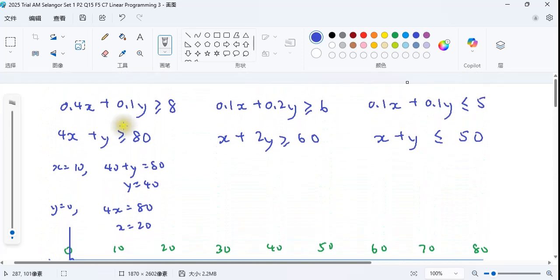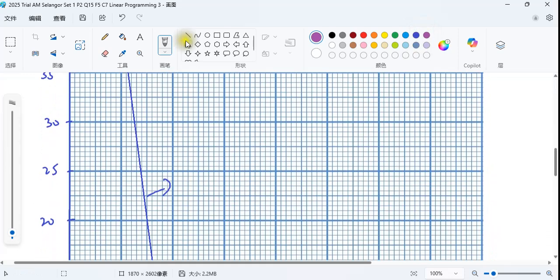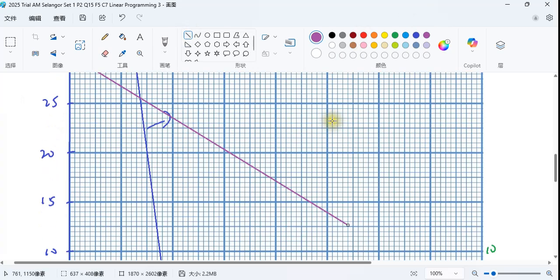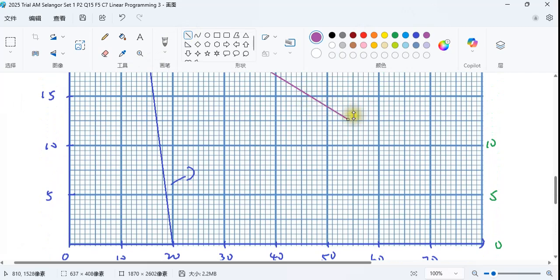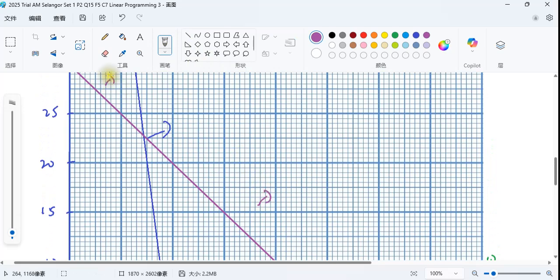And then next, when x equals 0, 2y equals 60, y equals 30. So 0, 30. And then when y equals 0, x equals 60. So 0, 30, and then 60, 0 here. And this one also greater than.